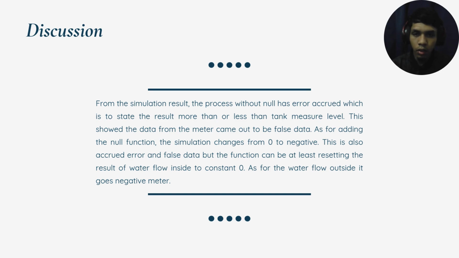From the record that we simulated for the results: the process without null has an occurrence which states a result more than or less than the tank measured level. This shows the data from the meter came out to be false data. As for adding the null function, the simulation changed from 0 to negative. This is also an error and false data, but the function can at least reset the result of water flow inside to a constant 0. As for the water flow outside, it goes to a negative meter.